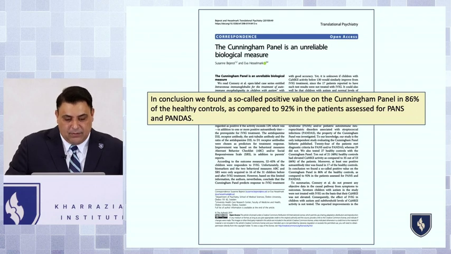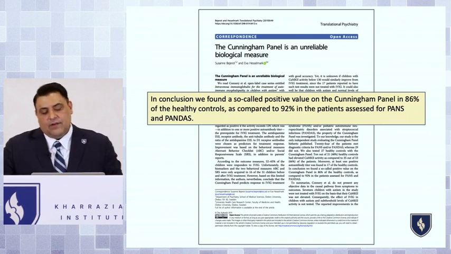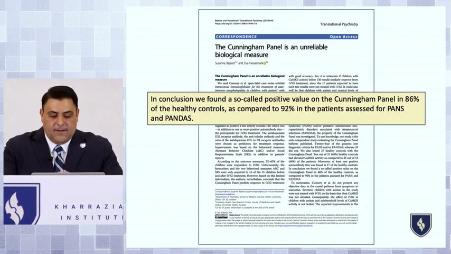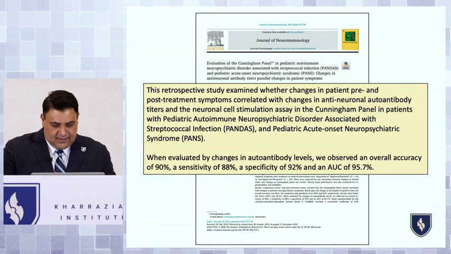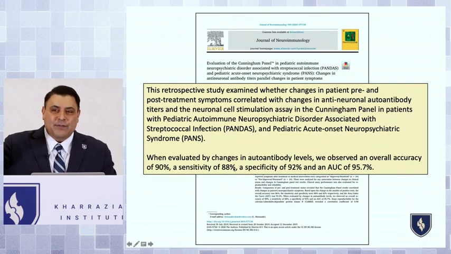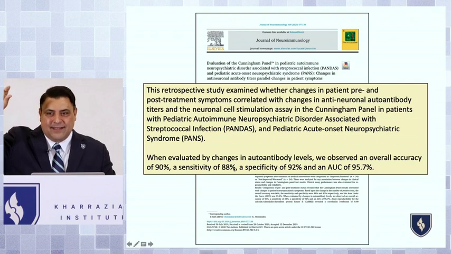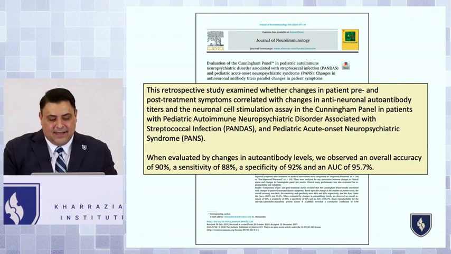And then another paper that was published here, in the open access journal Translational Psychiatry. In conclusion, we found so-called positive values in the Cunningham panel in 86% of healthy controls compared to 92% in patients assessed for PANS and PANDAS. So what does this tell you? Well, let me just summarize this key thing, because you need to know about this. If you go to the labs that offer this profile, they cite this study: 92% specificity, sensitivity. They fail to mention it was with people that actually had positive test results, and then the negatives are not counted.